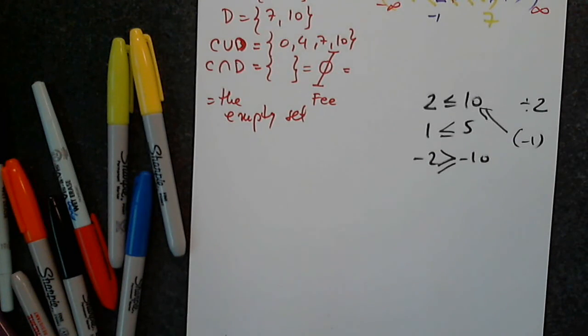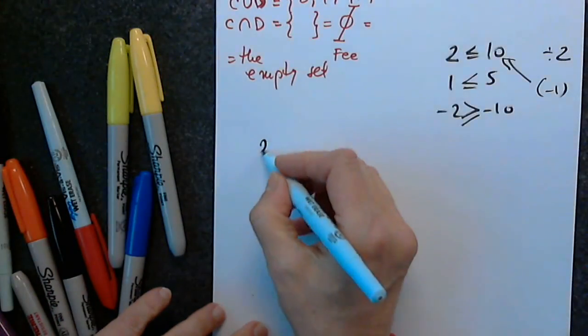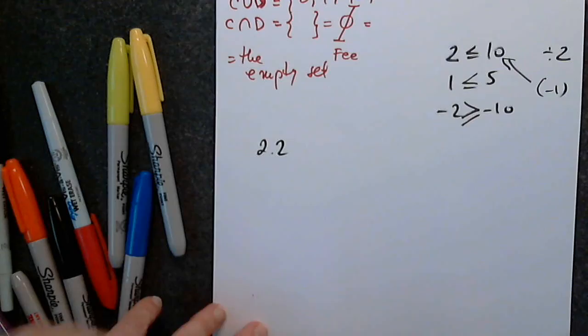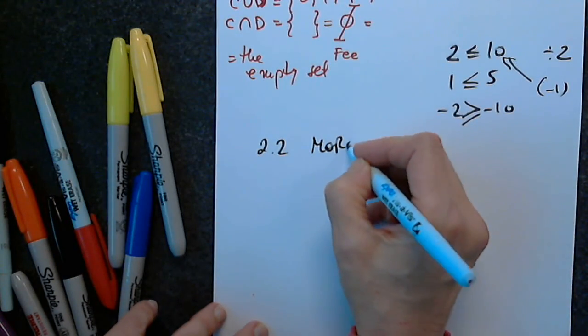If not, I would like to move on to section 2.2 that presents more information about functions. Are we ready with that? Okay. So 2.2, the title is More on Functions and Their Graphs.